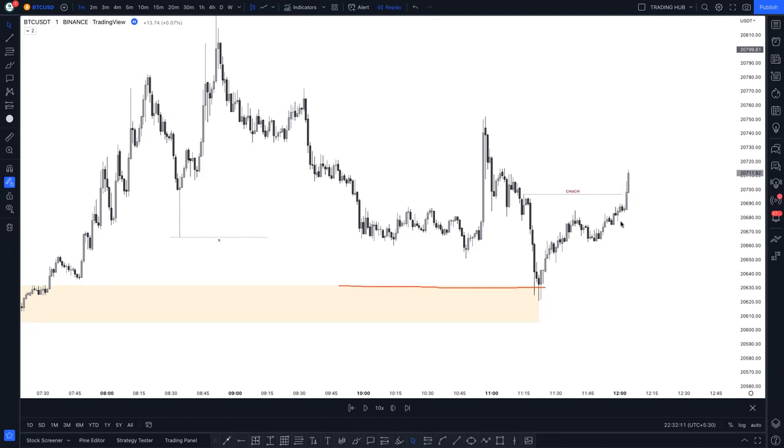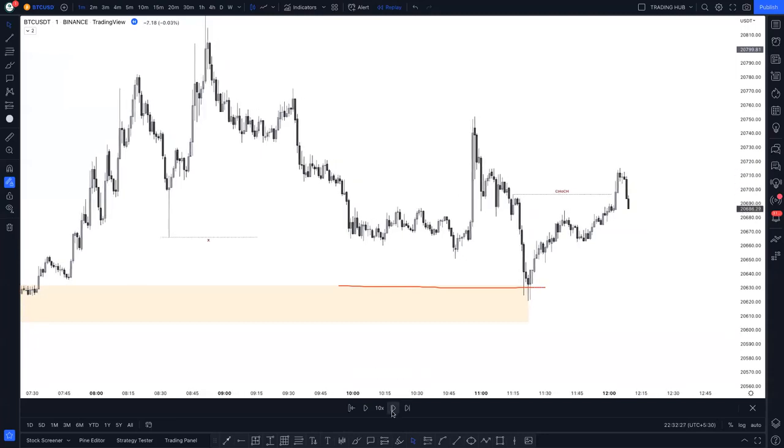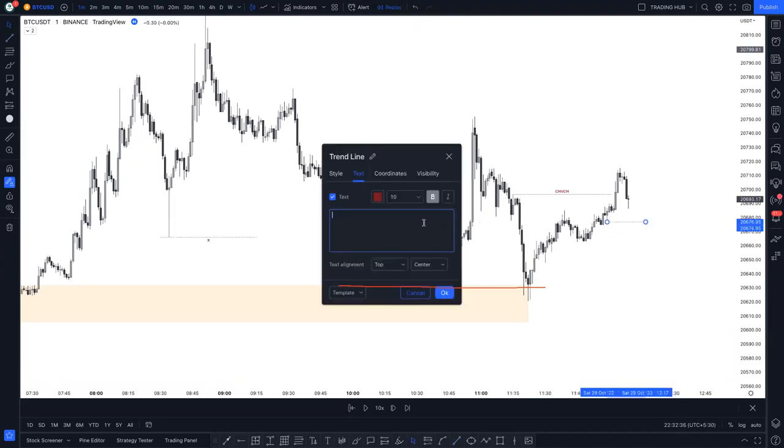And in this case, where is the inducement? This low, because this is a valid pullback. It's a small pullback here. Okay. And the major inducement is here. Okay. Let's see what happened next. And if this one is an inducement, where should you buy here?